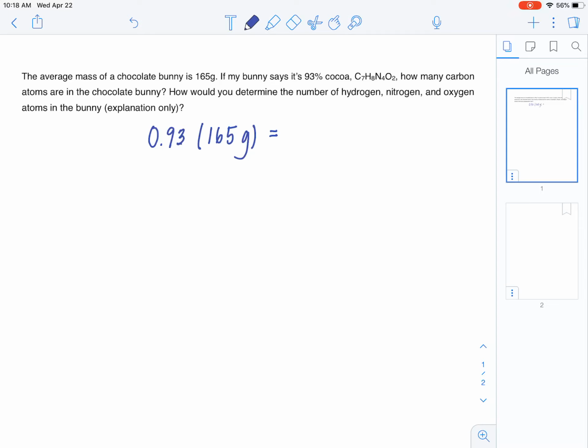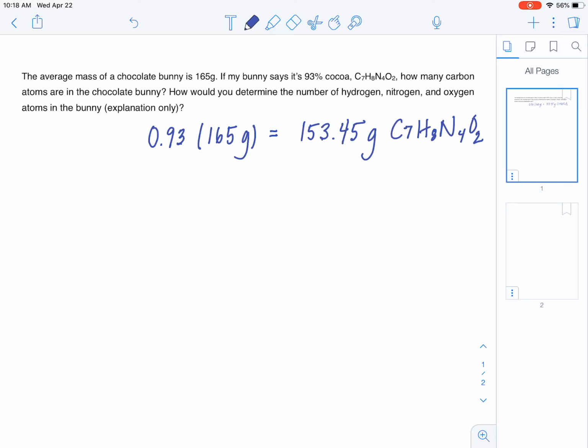So if we multiply 0.93 times 165, we're going to get the mass of cocoa in our chocolate bunny. So the formula for cocoa is C7H8N4O2. So before we go any further, the very next thing we need to do in order to convert from mass to moles is we need to find the molar mass of our cocoa.